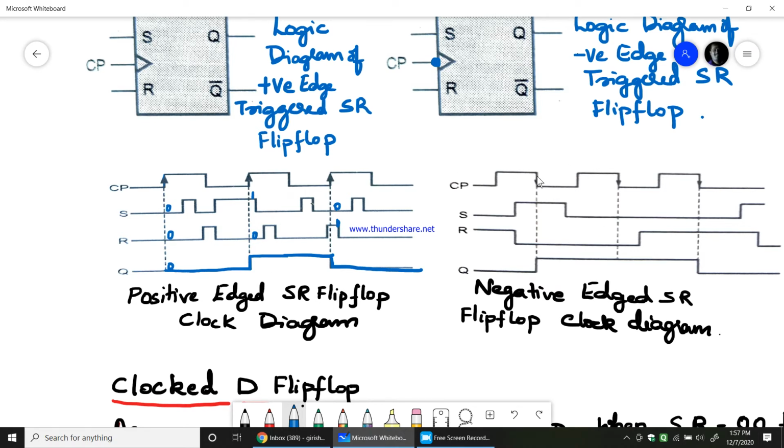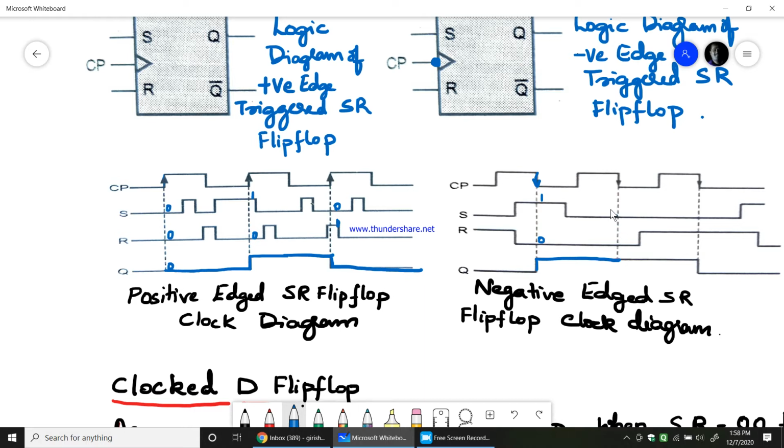Whereas for negative edge triggered, this is the negative edge. The output remains 0 irrespective of the value of S and R until the edge triggered clock pulse is given. The output remains 0. When the first negative edge triggered clock pulse arrives, S is 1 and R is 0, therefore it goes to the set state and remains there until the next clock pulse arrives. This is the negative edge of the next clock pulse.